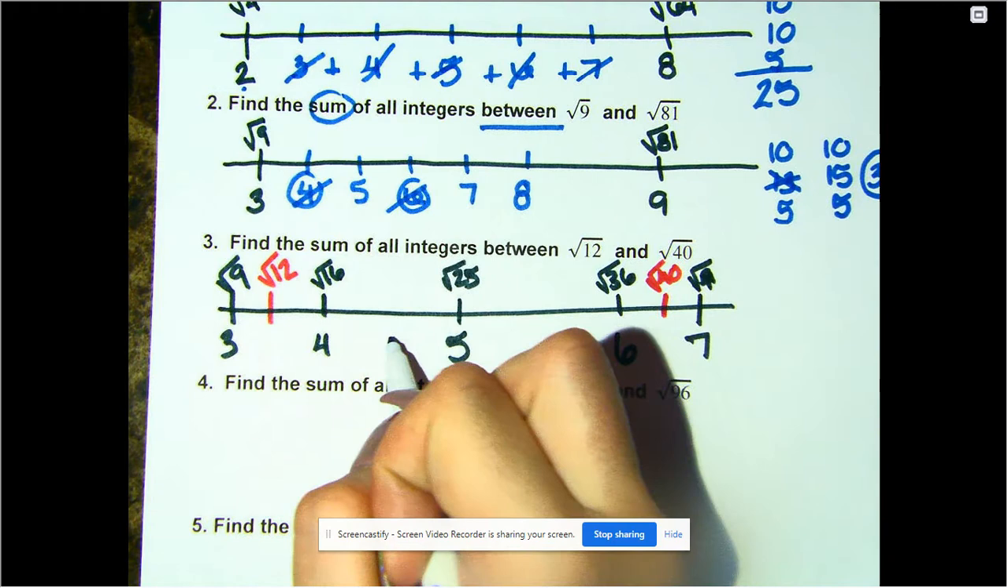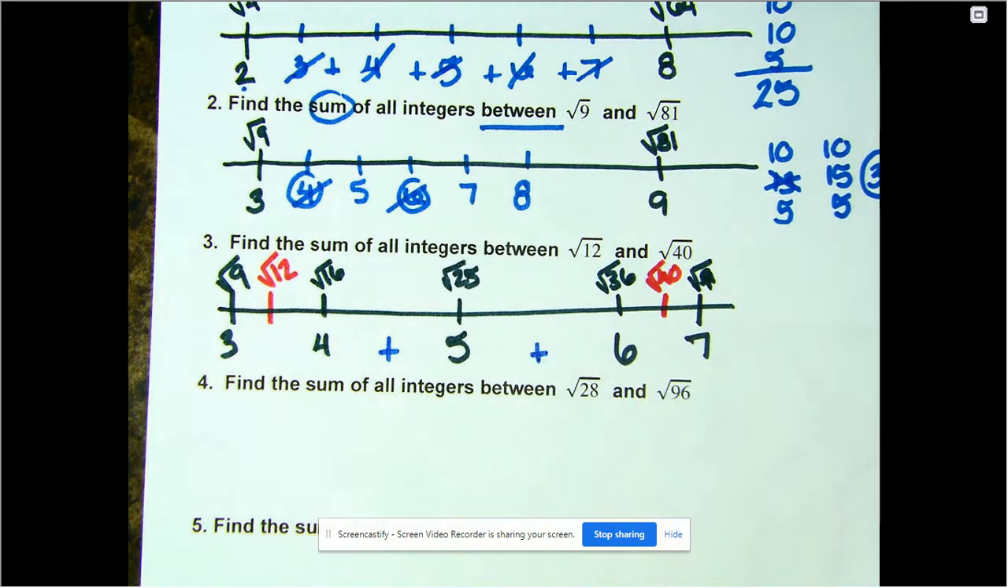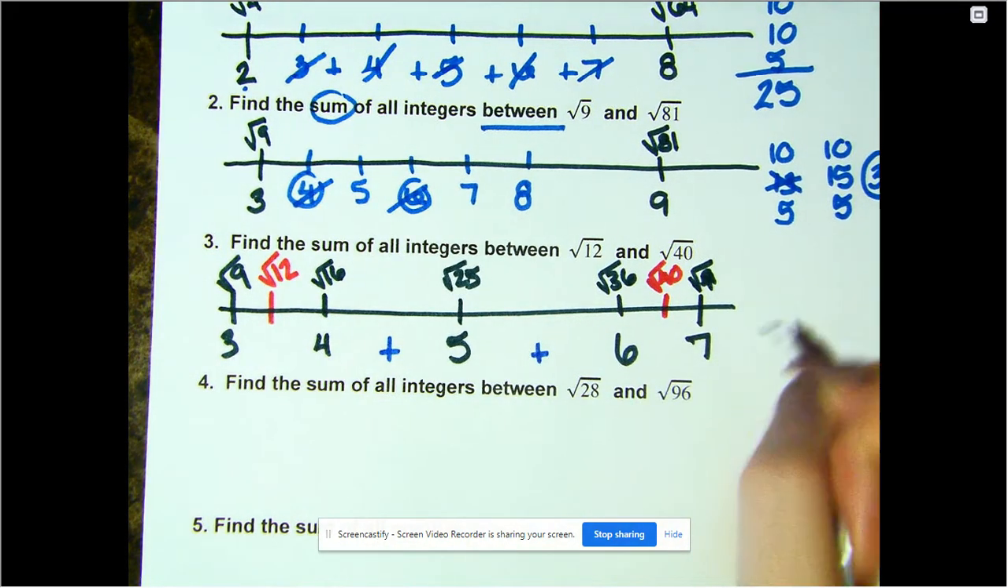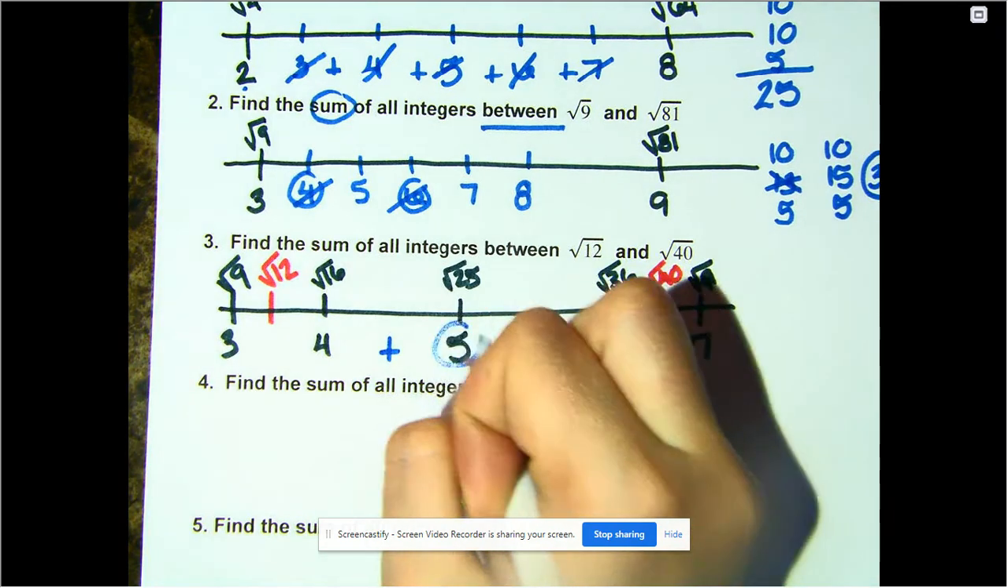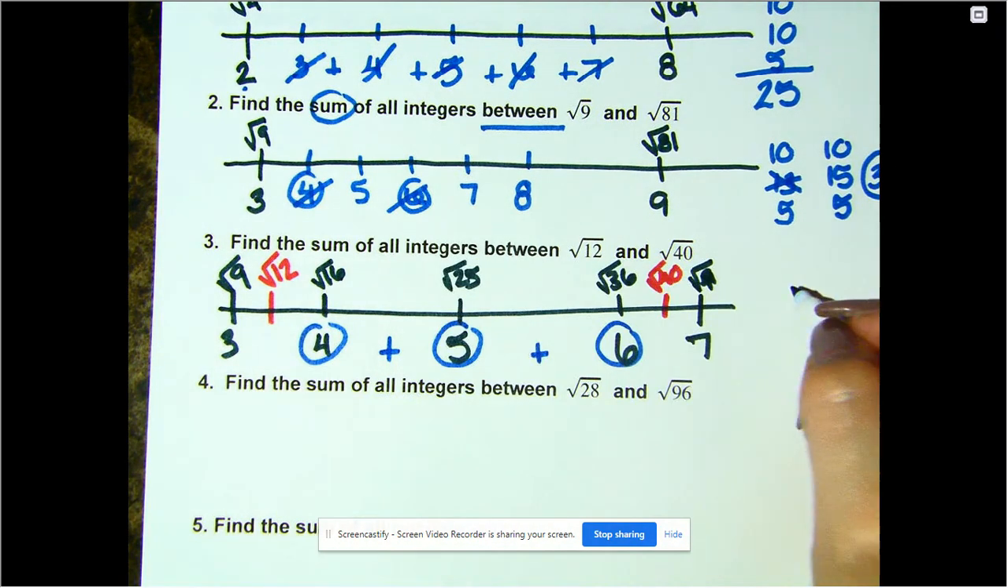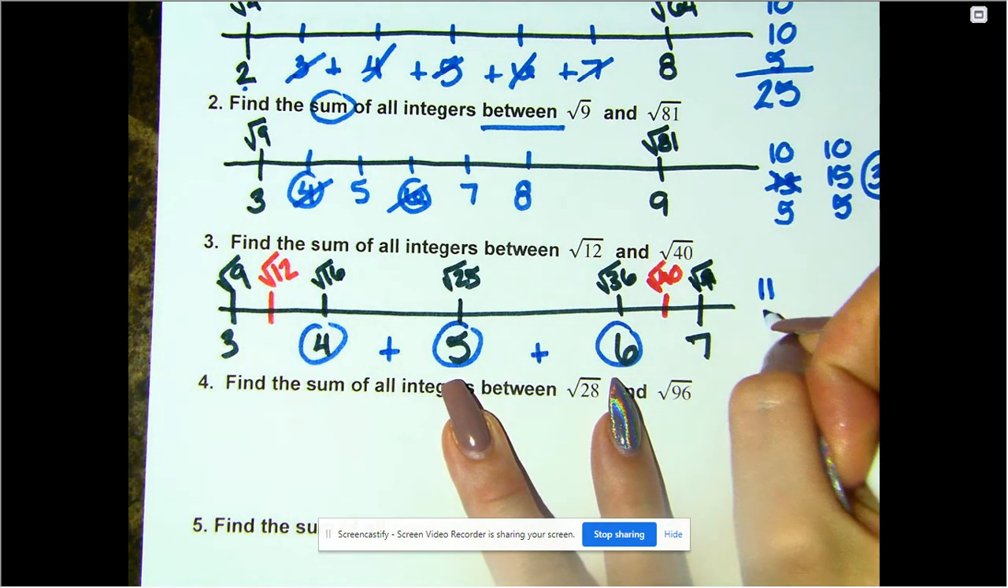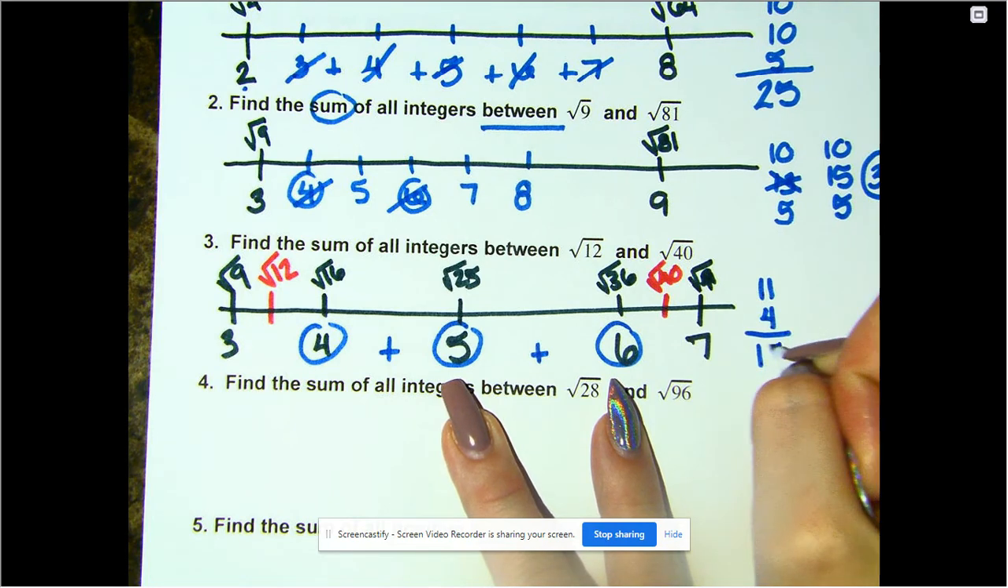So then you need to add those together. Okay, 5 and 6 makes 11. Again, it was 4, 5, and 6. So 6 and 5 make 11, plus 4 is going to give you 15.